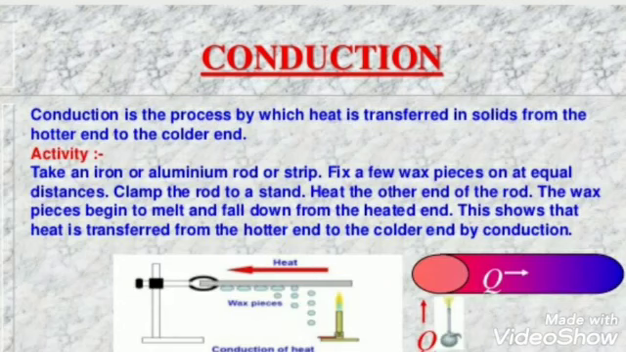Conduction is a process by which heat is transferred in solids from hotter end to colder end. Obviously, transfer of heat is always seen from a hot object to a cold object. So here we see hotter end of the candle is getting warmed up or heated, and then it is transferring to the colder end. So slowly your wax will melt, and heat is getting transferred because your molecules are getting heated up, and so they are transferring the heat.